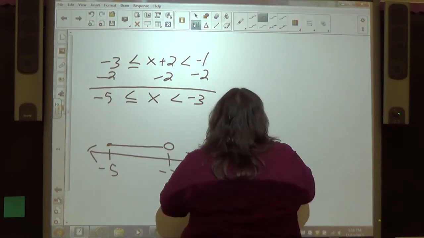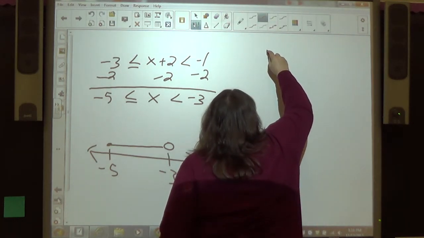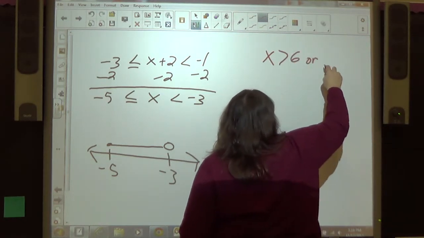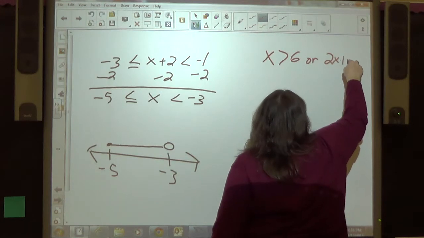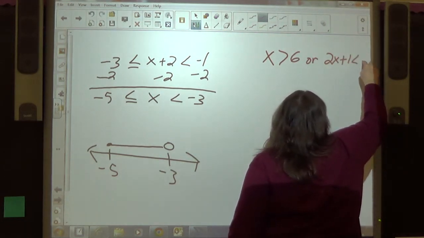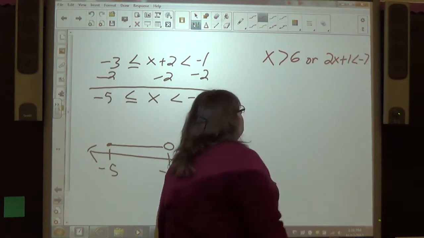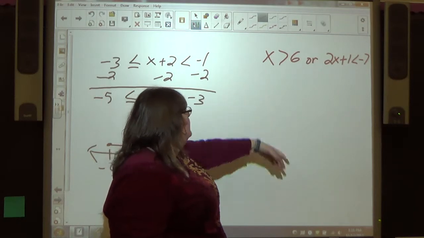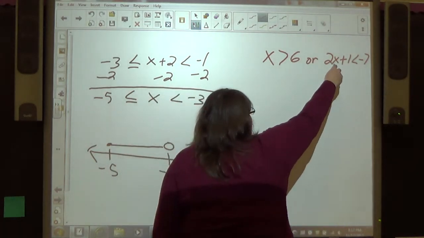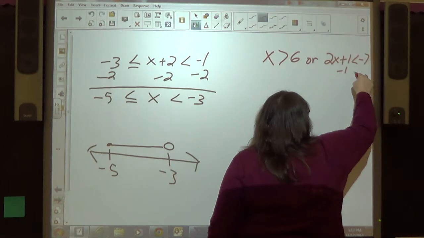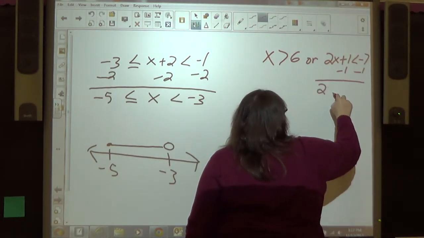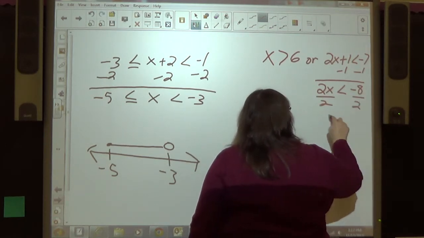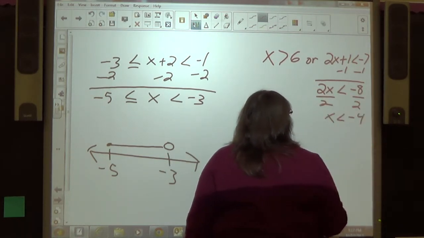All right? Now, if I have x is greater than 6 or 2x plus 1 is less than negative 7. This one is already ready. I don't have to do anything to it. This one I have to solve. I have to subtract my 1. So 2x is less than negative 8, divided by 2. X is less than negative 4.